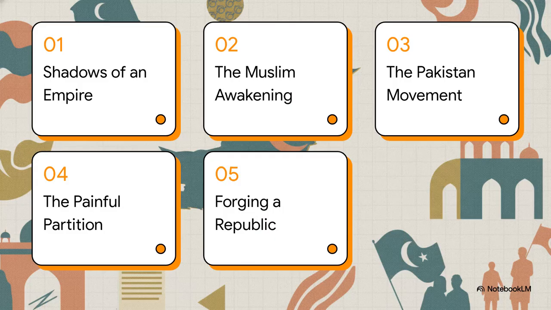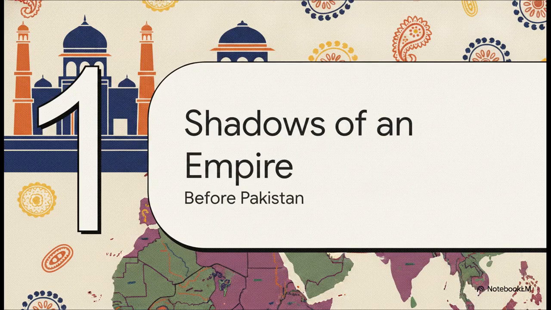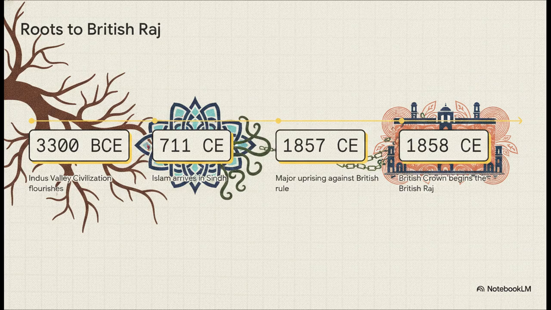To wrap our heads around this massive history, we're going to hit 5 key milestones today: shadows of an empire, the Muslim awakening, the Pakistan movement, the painful partition, and finally, forging a republic. Starting with Section 1, Shadows of an Empire. Let's set the stage and look at the historical baseline before Pakistan was even on a map. Let's put this into perspective.